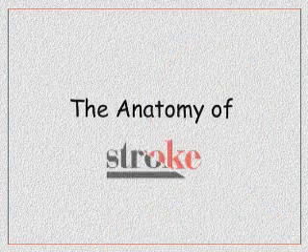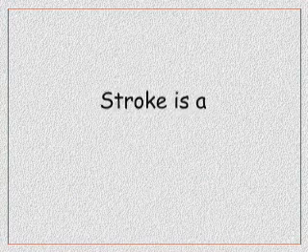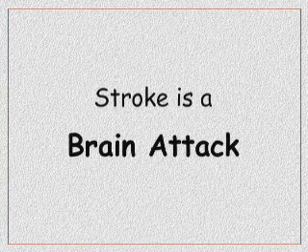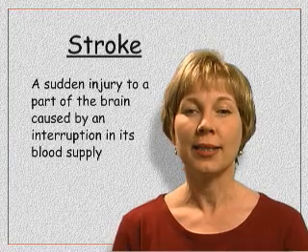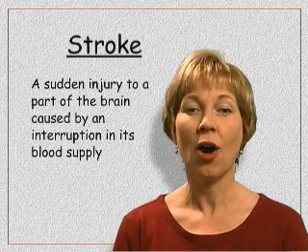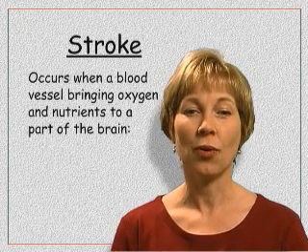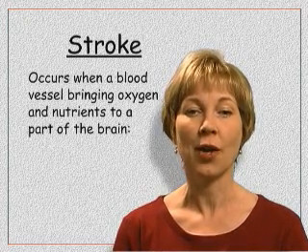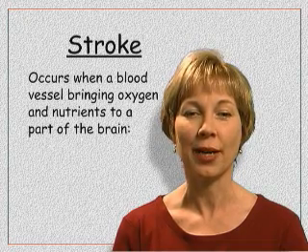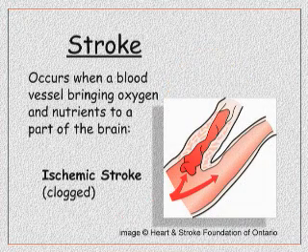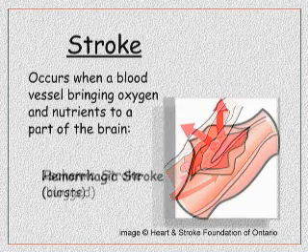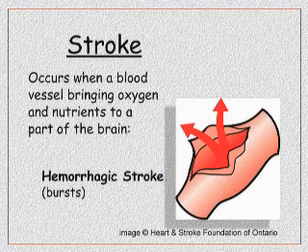Now we will look at the anatomy of stroke. The first point I want to make is that stroke is a brain attack. More specifically, stroke is a sudden injury to a part of the brain caused by an interruption in its blood supply. A stroke occurs when a blood vessel bringing oxygen and nutrients to a part of the brain either becomes clogged, and that's what's called ischemic stroke, or if the blood vessel bursts, and that's called hemorrhagic stroke.